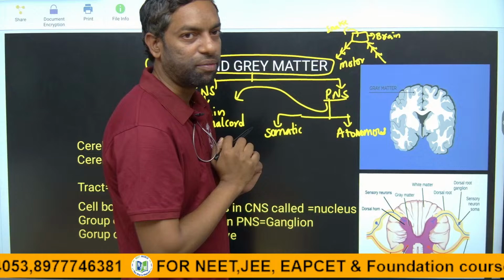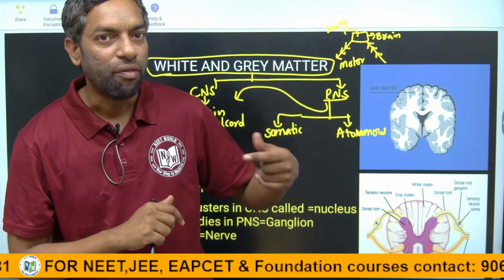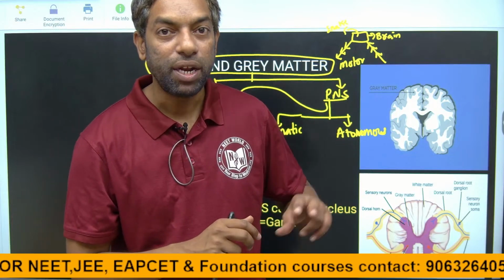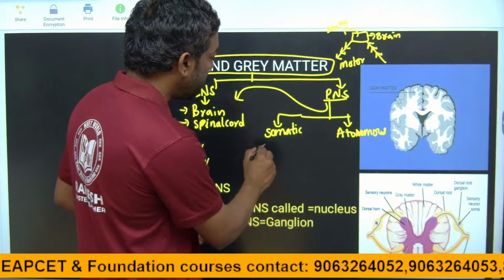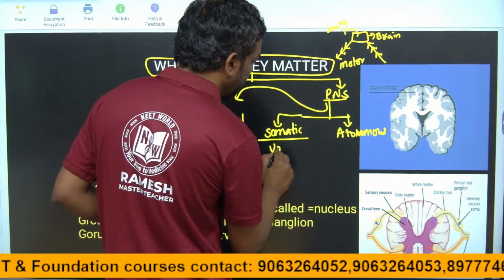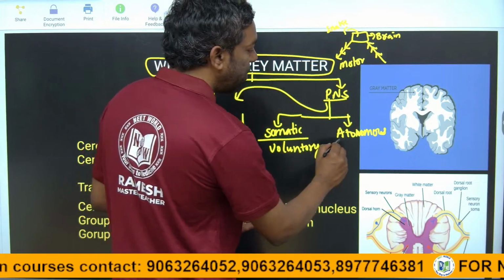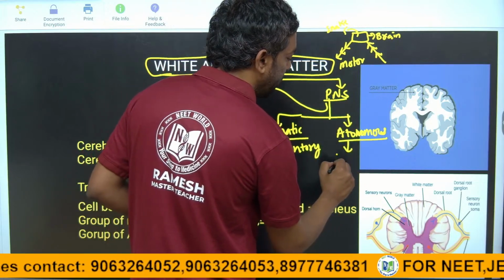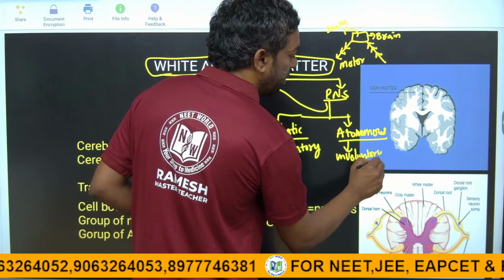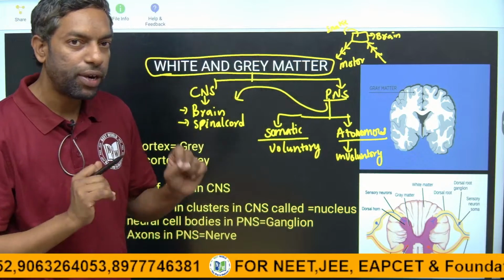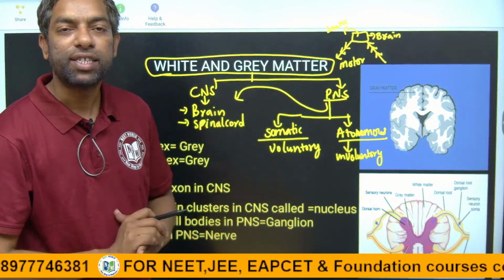The motor nervous system has two types, voluntary and involuntary, meaning somatic and autonomous. Somatic is the voluntary nervous system, and autonomous is involuntary. Guys, just look into this. Voluntary means it is under the control of our skeletal muscle.